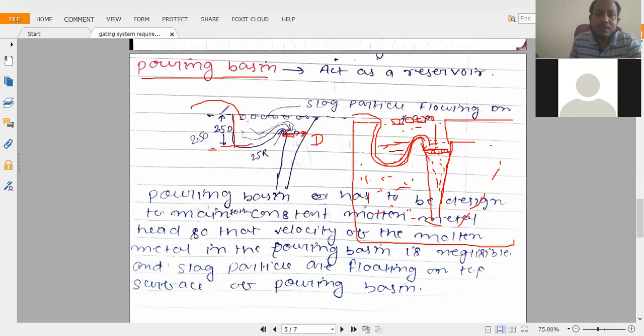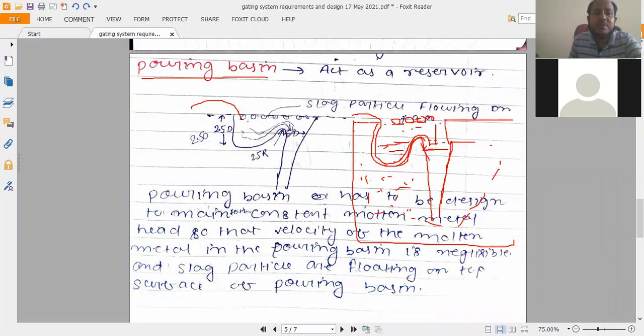From here to here, the standard dimension is 2.5 times the diameter of the entry point of the molten metal. Another thing: we should not keep a conic section here. If we create a conic section from the sprue part, the molten metal can't reach properly from here, so we make a chamfer, or fillet, here, so that the molten metal can go through this curved part.